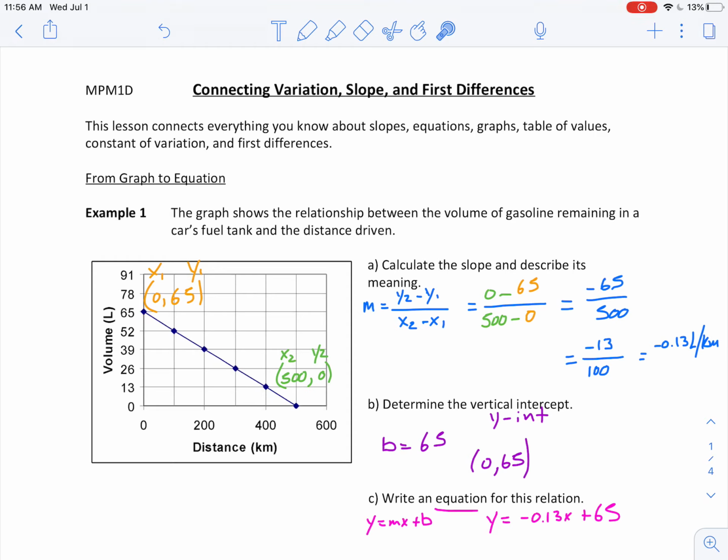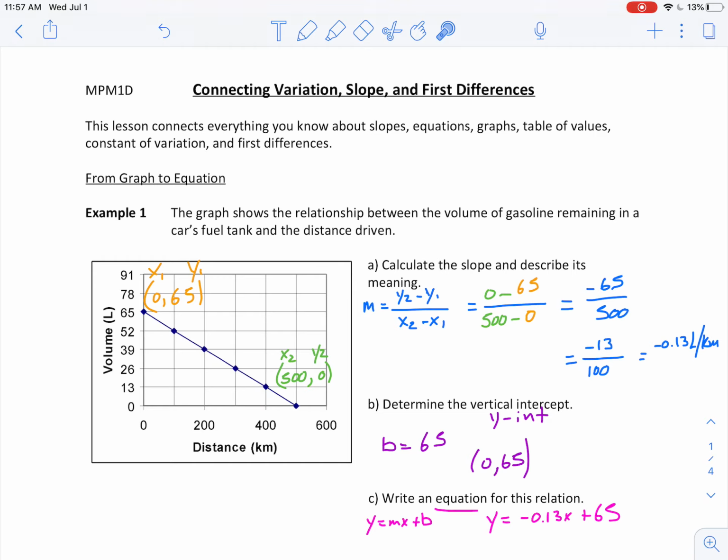The values that we have: my x value for this is 0, my y value is 65. I start with 65 liters. My other point that I'm going to use is down here. My x value is 500, I traveled 500 kilometers, and I now have 0 liters of gas.